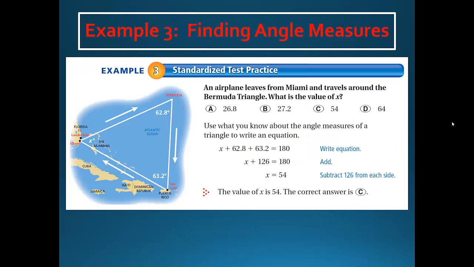Now we'll look at our third example for finding angle measures. An airplane leaves from Miami and travels around the Bermuda Triangle. What is the value of x? So we're going to write an equation to solve this. We're going to add our 3 angle measures, so we have x plus 62 8/10 plus 63 2/10 equals 180. Now we can solve our equation, so we're going to have x plus 126 equals 180. And then we're going to subtract 126 from each side, so x equals 54. The value of x is 54, so the correct answer is C.